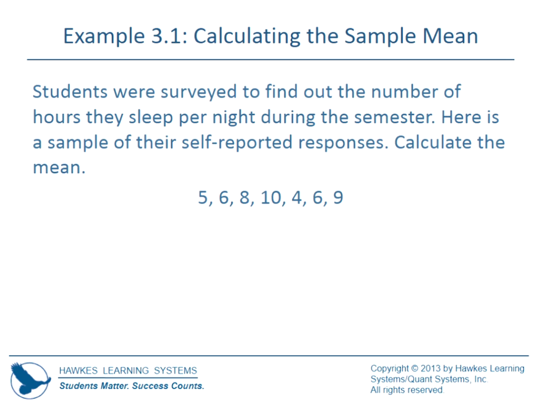So how do you find the mean? Well, you can also refer to it as the average, and I'm sure a lot of you have done this before. So let's read the question. Students were surveyed to find out the number of hours they slept per night during the semester. Here's a sample of their self-reported responses. Calculate the mean. So we have 7 data values: 5, 6, 8, 10, 4, 6, and 9.